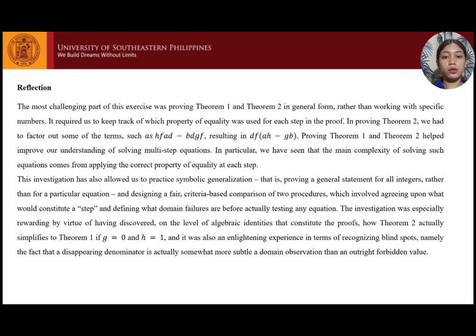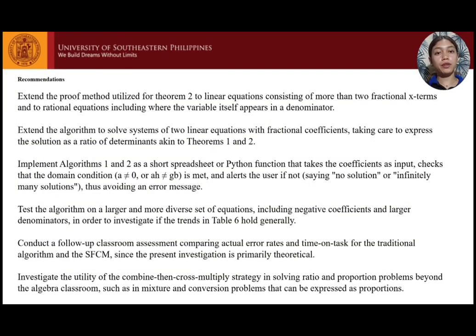One of the most rewarding moments was discovering at the level of the algebraic identities themselves exactly how Theorem 2 simplifies into Theorem 1. And one of the more humbling moments was realizing that the vanishing denominator is a subtler kind of domain restriction to watch for than an outright forbidden value. It's easy to miss if you're not looking for it. Based on what we found, we'd like to offer 6 directions for future work.